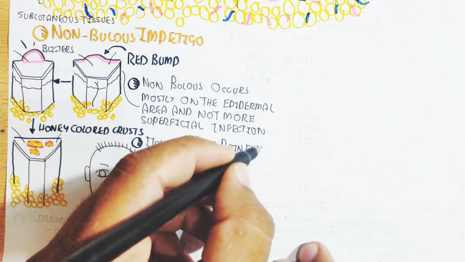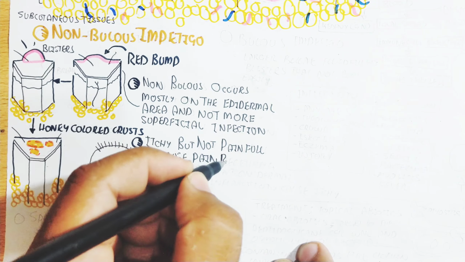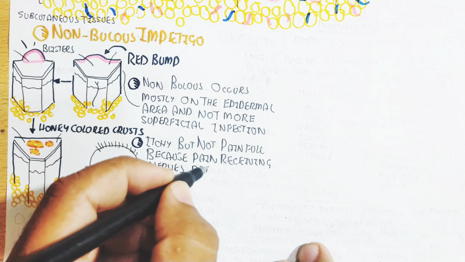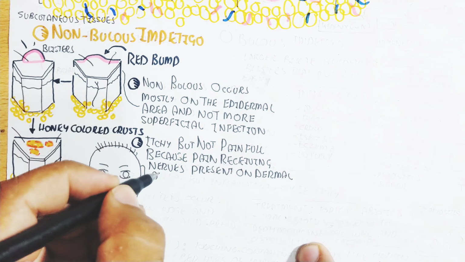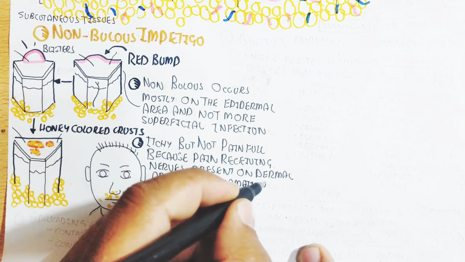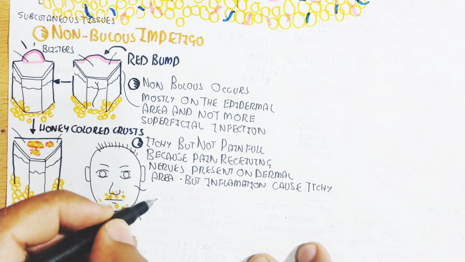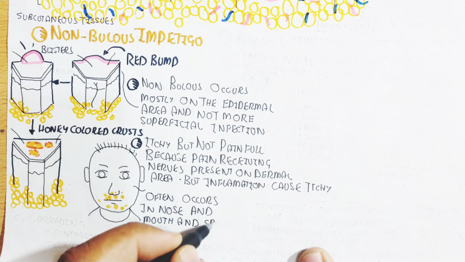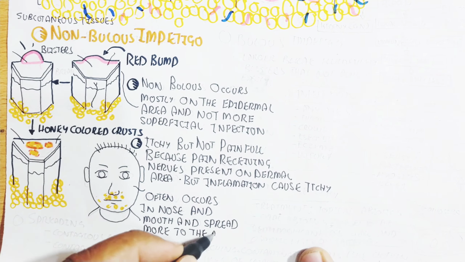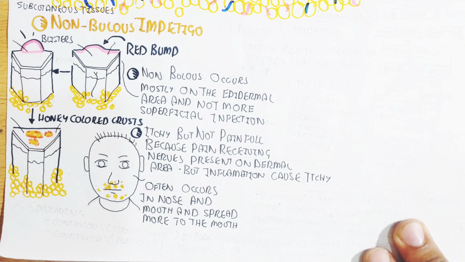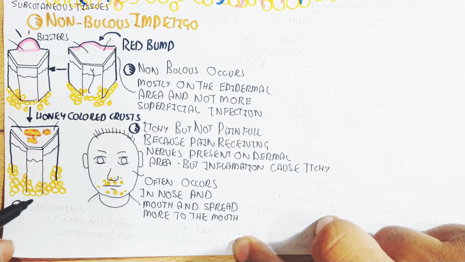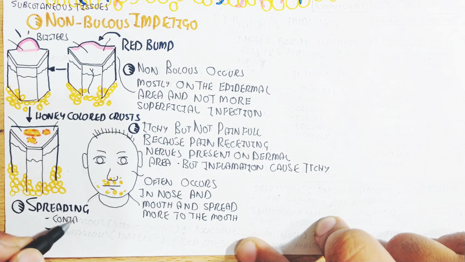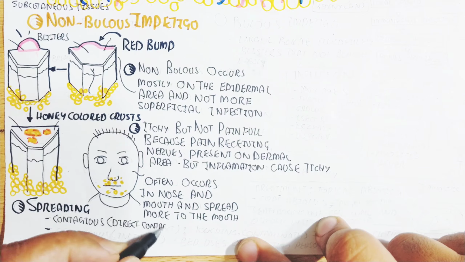Itchy but not painful, because pain-receiving nerves are present in the dermal area, but inflammation causes itchiness. Inflammation will occur due to edema formation in the form of bulla, which will lead to rupture. In this way, the rupture will only cause irritation but not pain. But anyhow, it often occurs in the nose and mouth and spreads to all over the body. The spreading is due to contagion, through direct contact and indirect contact; both are contagious.